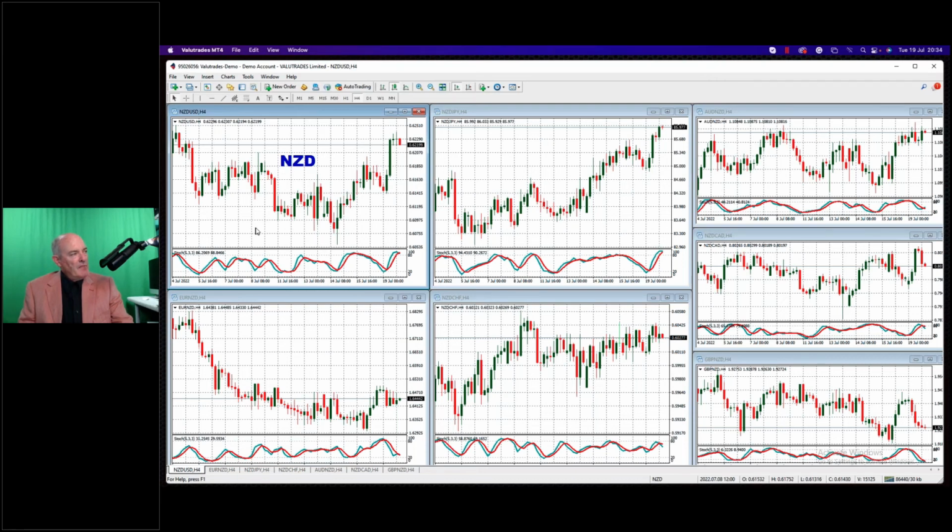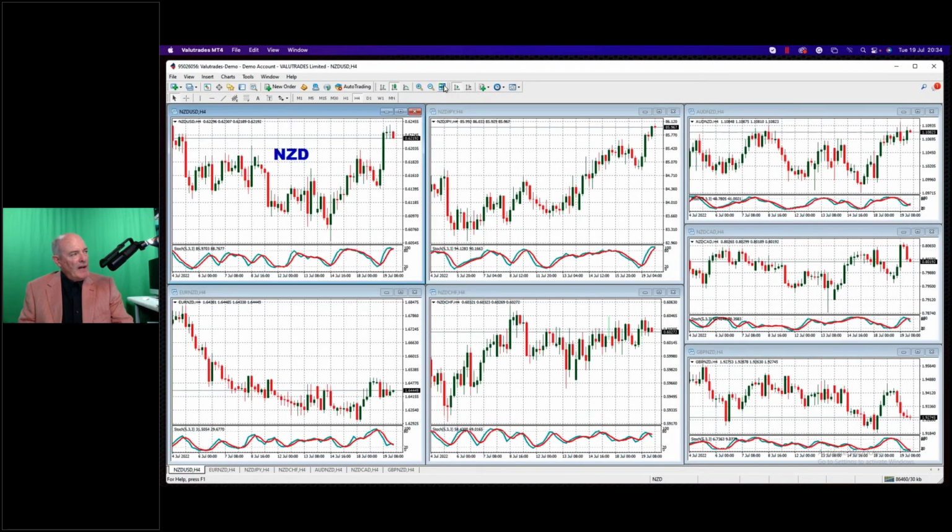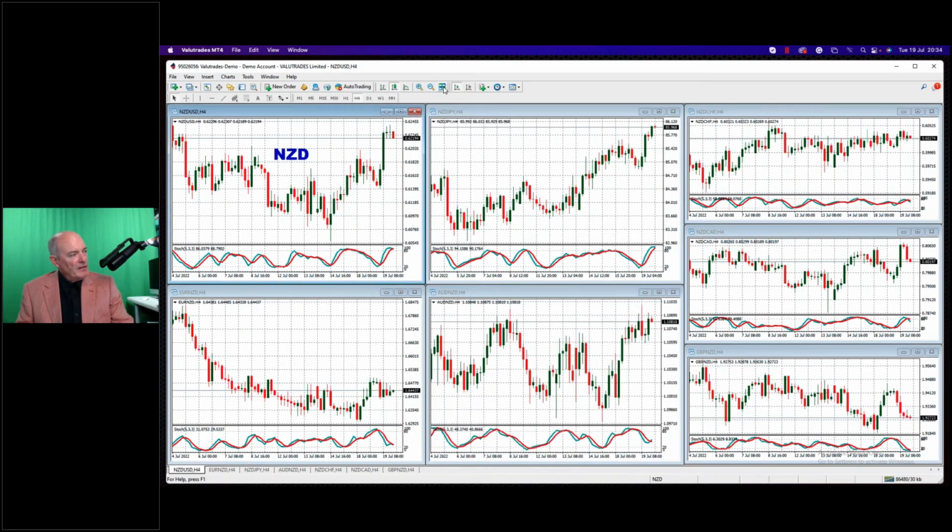Okay, and if you're not familiar with how this works, I can expand a chart. So now I'm looking at Kiwi dollar. If I click on the tile button, they all go back to where I started. Let's say, for example, this is the Aussie Kiwi chart here, but I wanted it to be bigger. All I need to do is drag the Aussie Kiwi chart into the first 4, click on the tile button, and now the Aussie Kiwi chart is basically sitting with the larger charts.